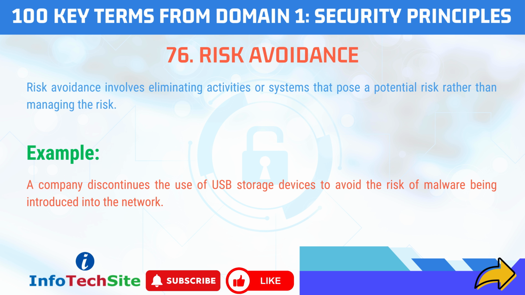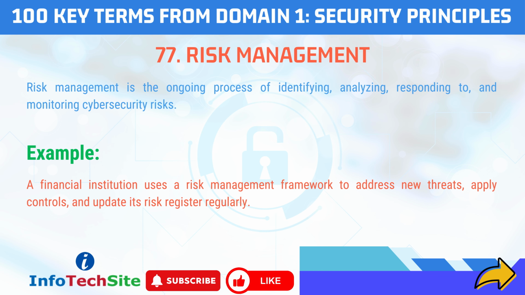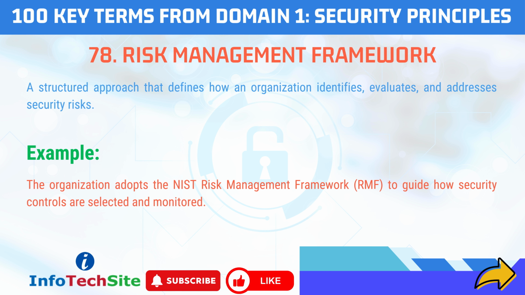76. Risk avoidance. Risk avoidance involves eliminating activities or systems that pose a potential risk rather than managing the risk. An example includes: a company discontinues the use of USB storage devices to avoid the risk of malware being introduced into the network. 77. Risk management. Risk management is the ongoing process of identifying, analyzing, responding to, and monitoring cybersecurity risks. For example, a financial institution uses a risk management framework to address new threats, apply controls, and update its risk register regularly.